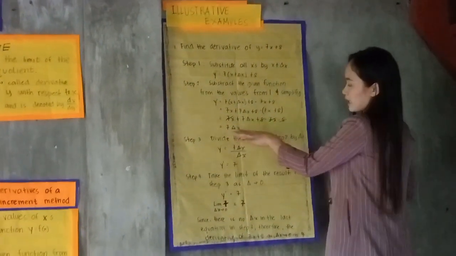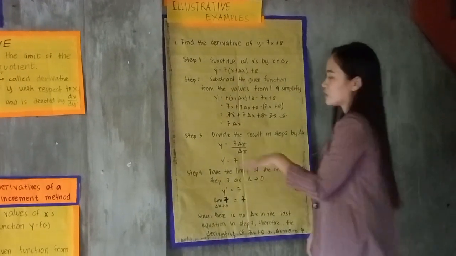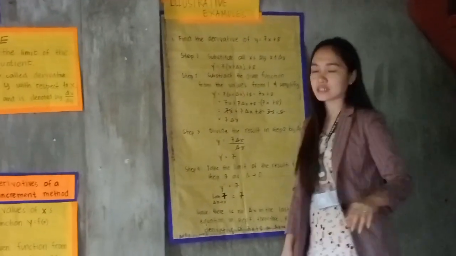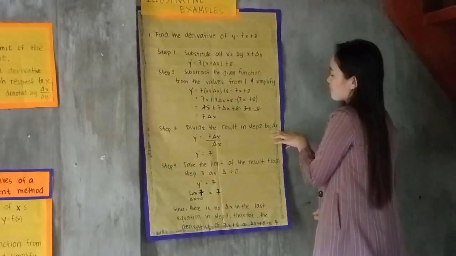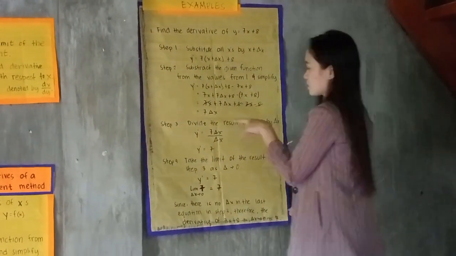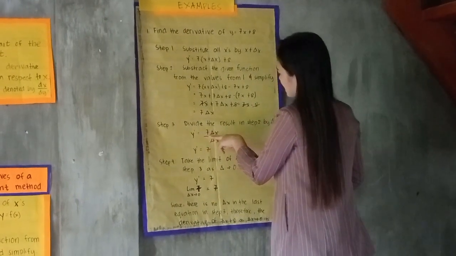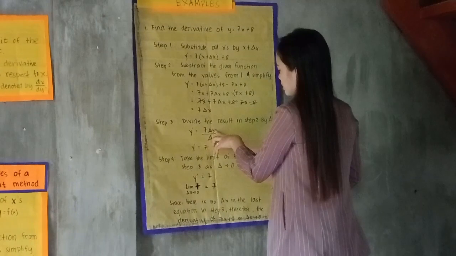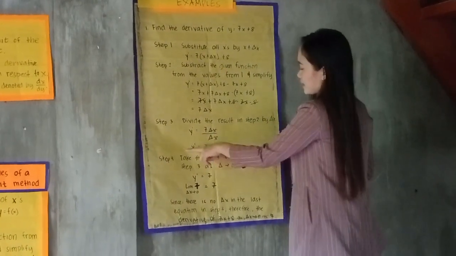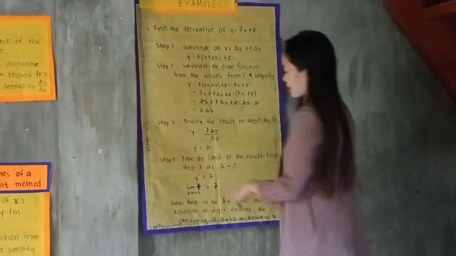So, pagkatapos dito, let's proceed to step 3, which is to divide the result in step 2 by delta x. So, y prime equals 7 delta x over delta x. So, ang answer is y prime equals 7x.